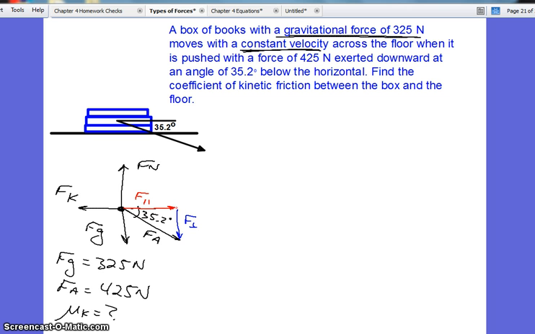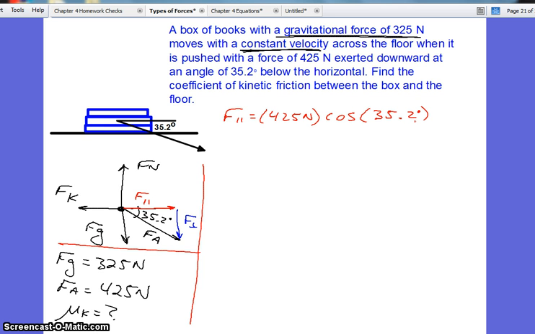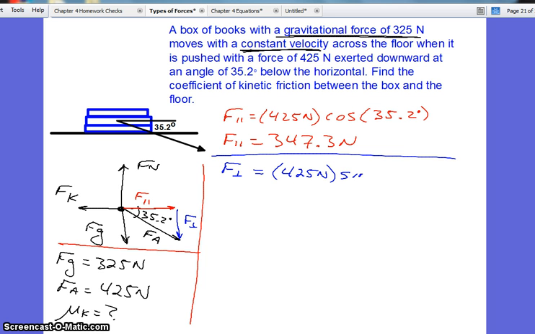Now to find the force parallel to the surface, we're going to use our trig. That is the adjacent side, so that is cosine. So to get that parallel component, it is the applied force, 425, times the cosine of 35.2 degrees. And we get the parallel component comes out to be 347.3 newtons. Then we get the perpendicular component. That is the opposite side of our triangle, so that is the sine. So it is our hypotenuse, 425, times the sine of 35.2 degrees. And we get that perpendicular component to be 245 newtons.